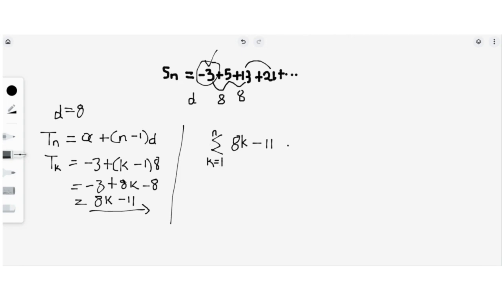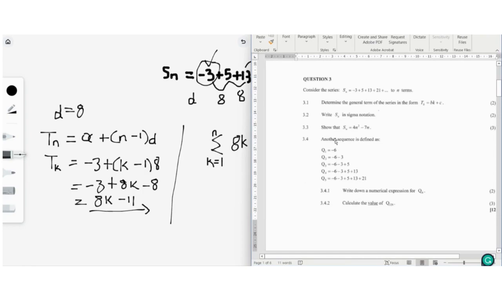So that is the sigma notation. You can also substitute 2 to see if you'll get a 5. That will be 8 times 2, which is 16, and 16 minus 11 gives you 5. So k should start from 1. All right. The next question: we need to show that Sn is equal to 4n squared minus 7n.